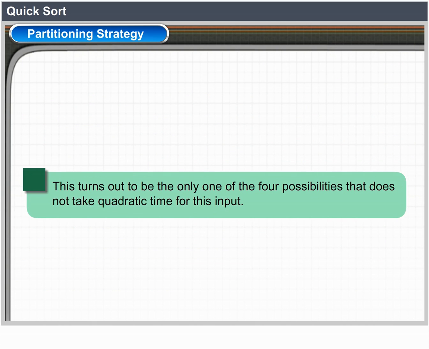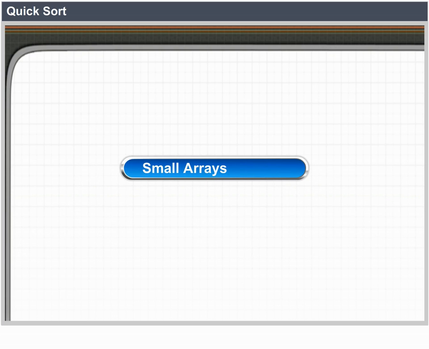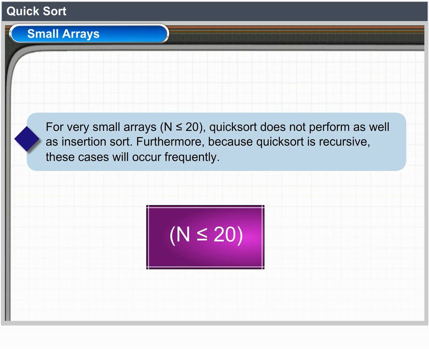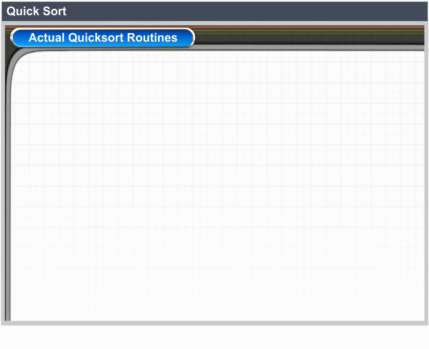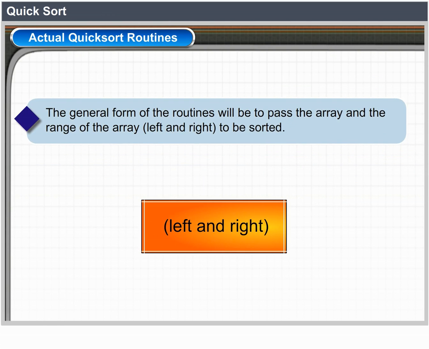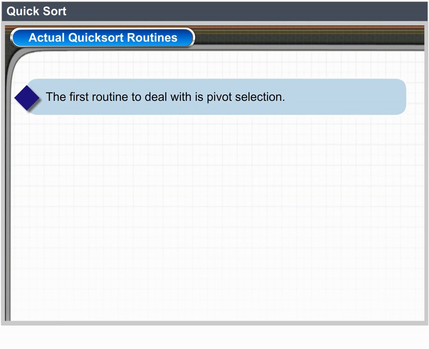Small arrays. For very small arrays, n less than or equal to 20, Quicksort does not perform as well as insertion sort. Furthermore, because Quicksort is recursive, these cases will occur frequently. Actual Quicksort routines. The general form of the routines will be to pass the array and the range of the array, left and right, to be sorted. The first routine to deal with is pivot selection.